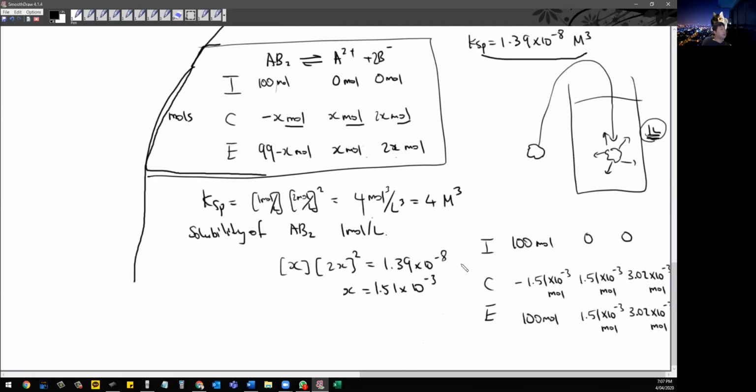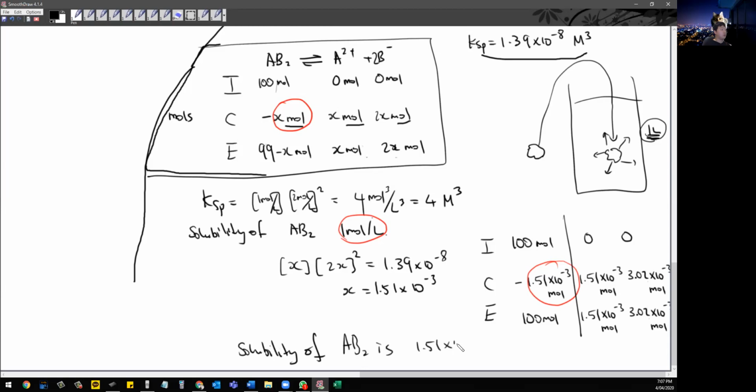And the question of what is the solubility of AB2, you know how this number was the solubility, right? So this is the answer. That's the solubility. That many moles of the solid is dissolved in 1 liter. So therefore, the solubility of AB2 is 1.51 times 10 to the power of -3 mole per liter.